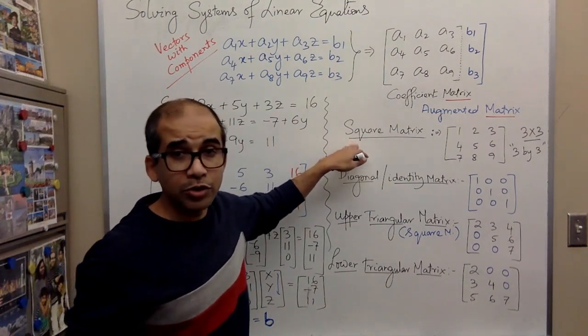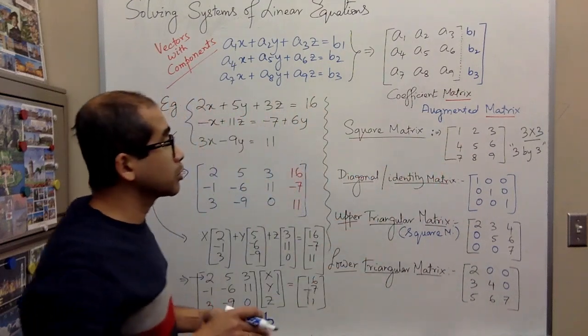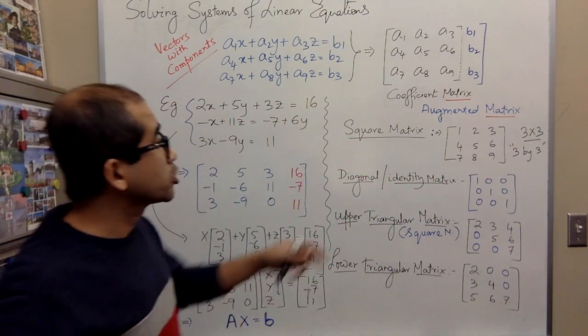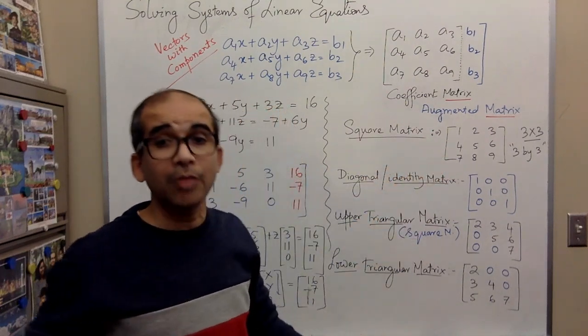Also, a few other things I want to tell you. What is a square matrix? A square matrix is a matrix in which the rows and columns are the same in number. Like this is a 3 by 3 square matrix. We call it a 3 by 3. There can be a 2 by 2, there can be a 4 by 4.